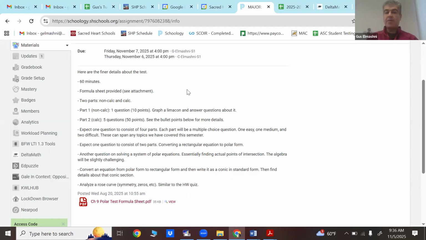Two parts, non-calc and calc. Part 1, non-calc, one question will be worth 10 points. And by the way, 60 points total, but it scales up to 100. So it's the same way as all of the tests. I don't make any test more or less weight than anything else. Every test has the same weight, as it should be, because I think the trig one actually should be worth more, but that wasn't your worst test. I won't do that to you guys. So anyhow, they're all the same weight because the trig test has so much more material, but it's okay.